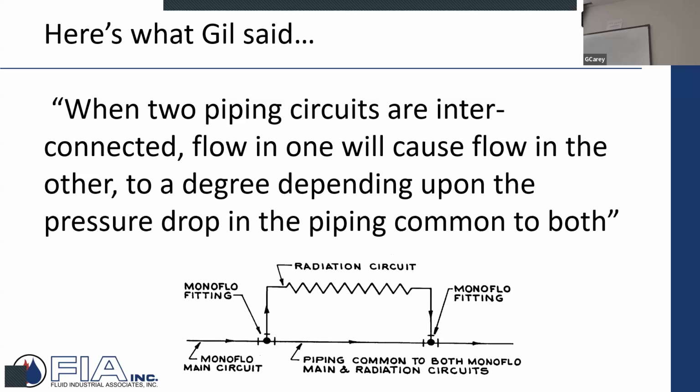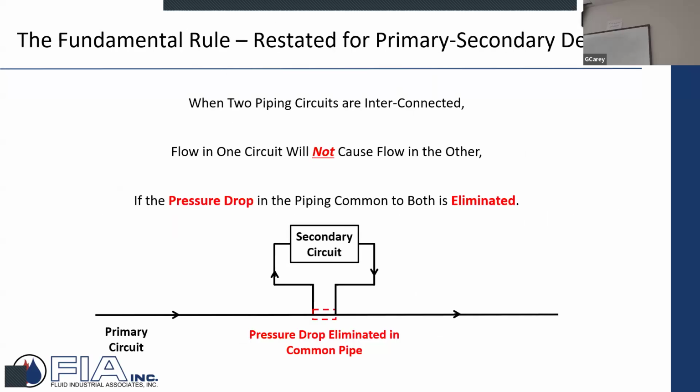So he kind of worked it backwards. And he said, a fundamental rule for primary-secondary design is when two piping circuits are interconnected, flow in one will not cause flow in the other if the pressure drop in the piping common to both is eliminated. And the way you eliminate it is he would take that monoflow T, get rid of it, take two standard T's and get them close together. And then flow in one will not cause flow in the other if the pressure drop in the piping common to both is eliminated. You put a gauge right here at point A and a gauge at point B.